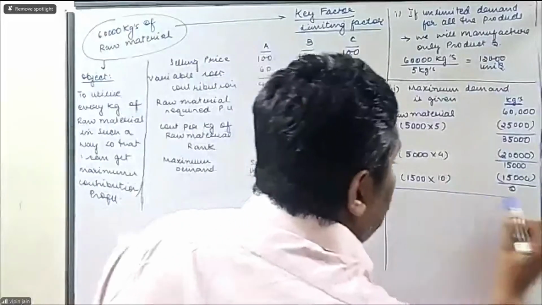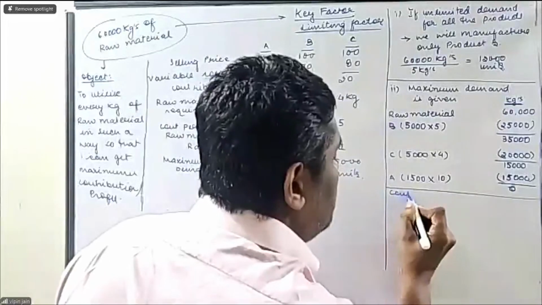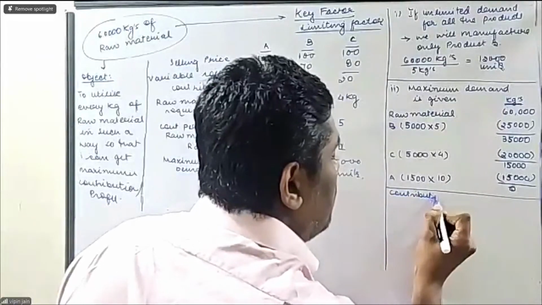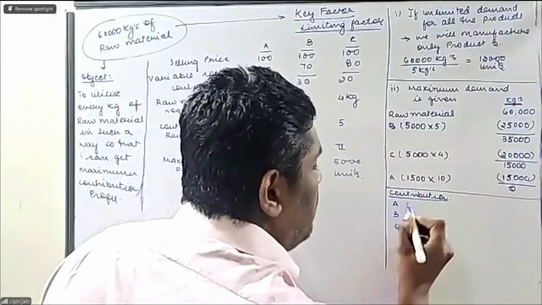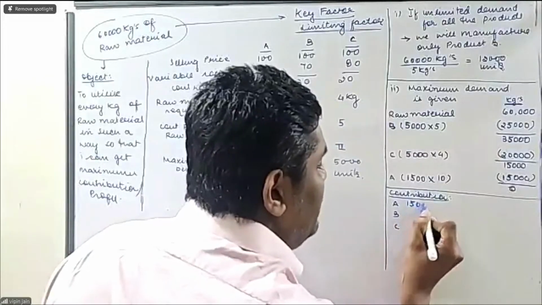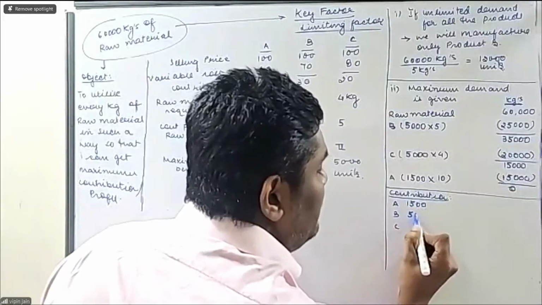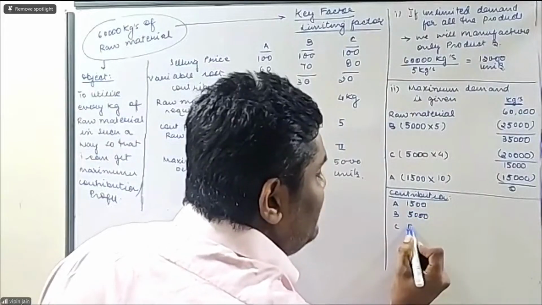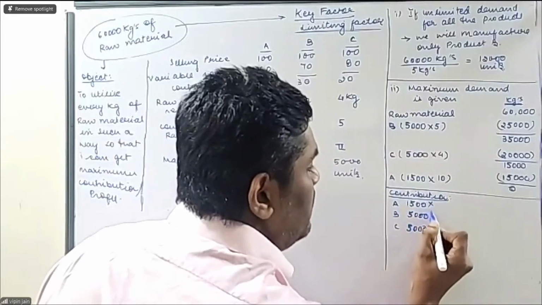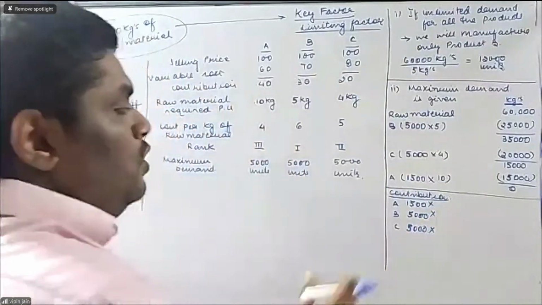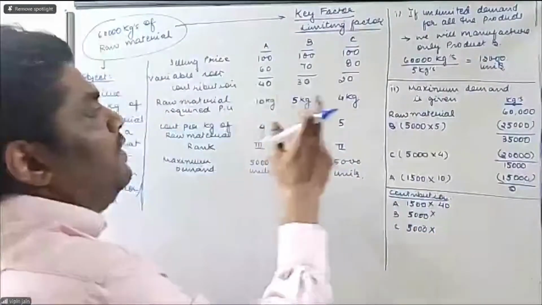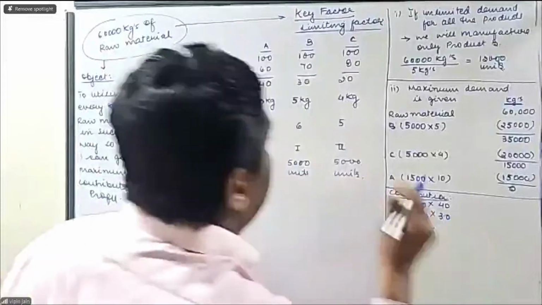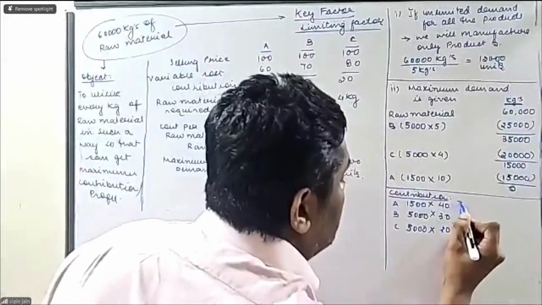So in short, if we want to calculate the contribution, A, we manufactured 1500 units, B, we manufactured 5,000, C, we manufactured 5,000. So 1500 into 40, 5,000 into 30, and this is 20.